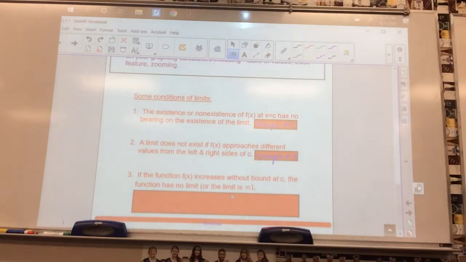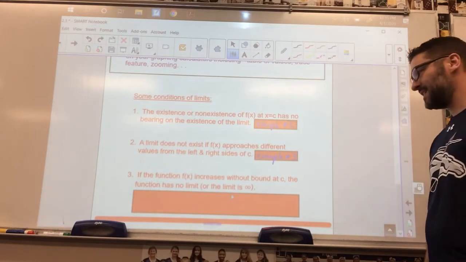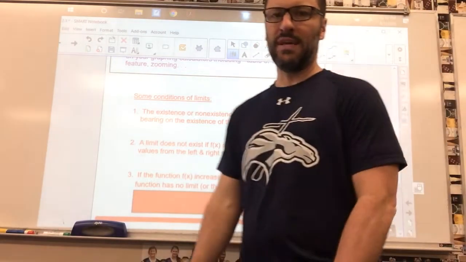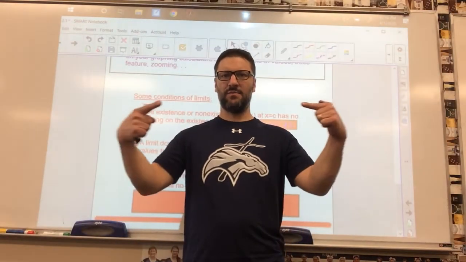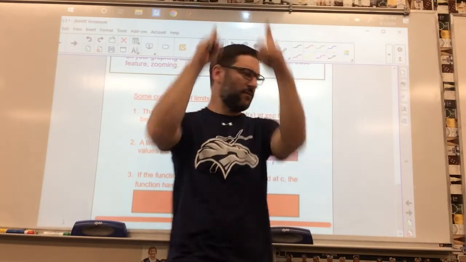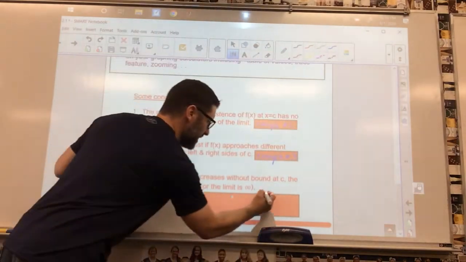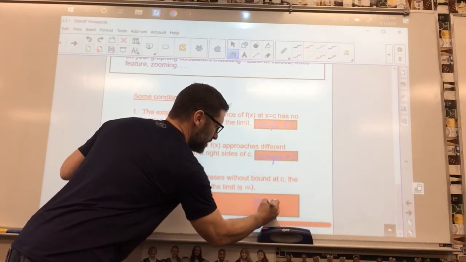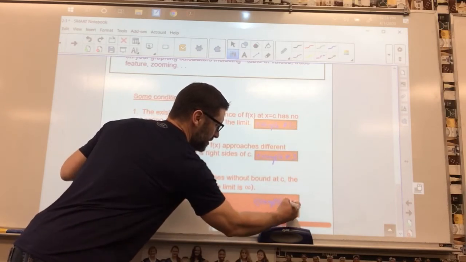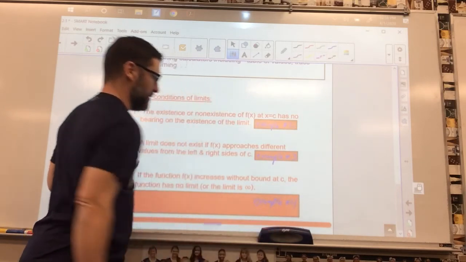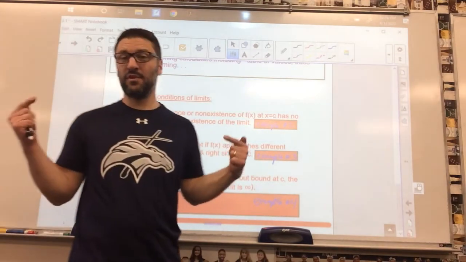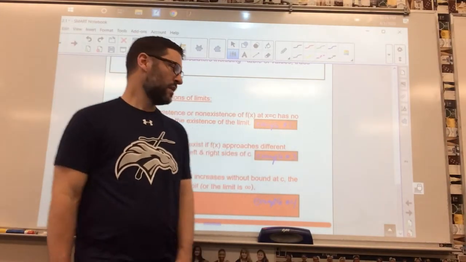And number 3, if the function f of x increases without bound at c, the function has no limit. And that was like these two numbers coming in, and they take off like that. That was like example number 4. Or sometimes some books will say the limit is infinity.